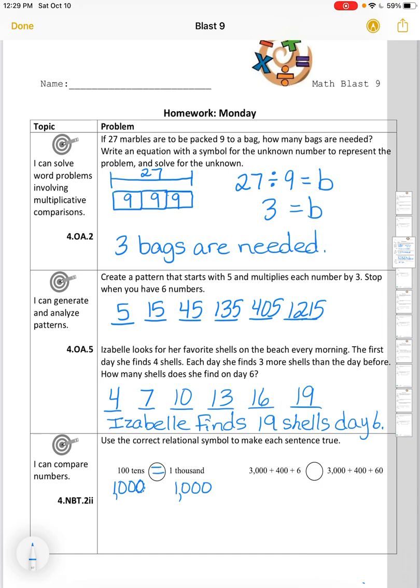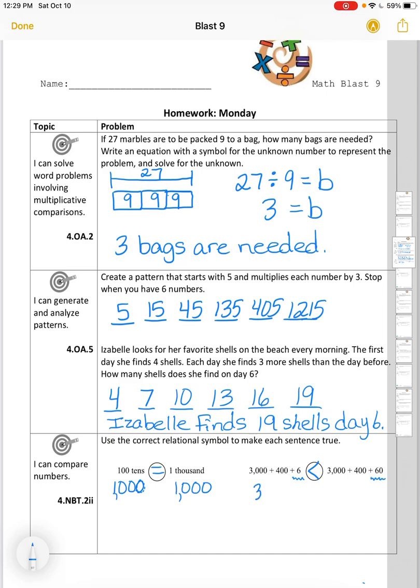Now I'm given numbers in expanded form. 3,000 plus 400 plus 6 compared to 3,000 plus 400 plus 60. I notice everything's the same in the equation except for here. I'm adding 6 or I'm adding 60. Well, 6 is less than 60, so the left side is less than the right side.